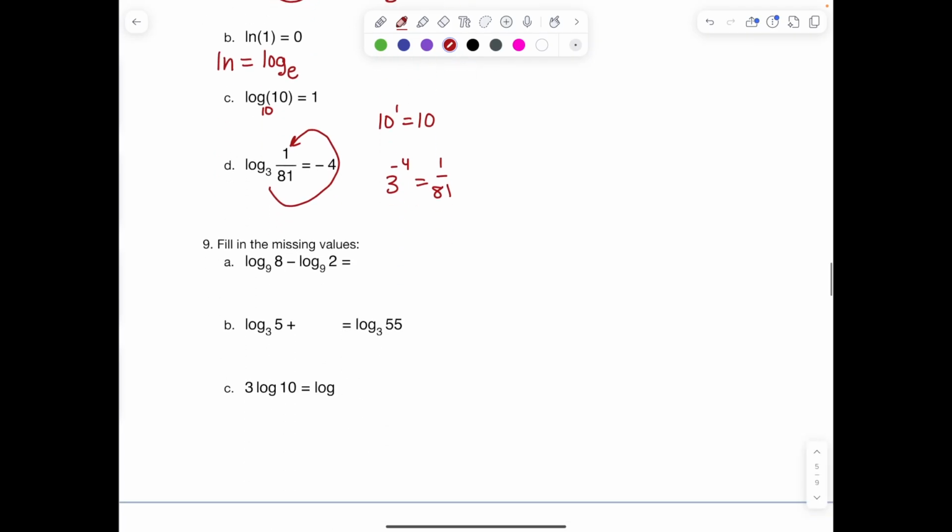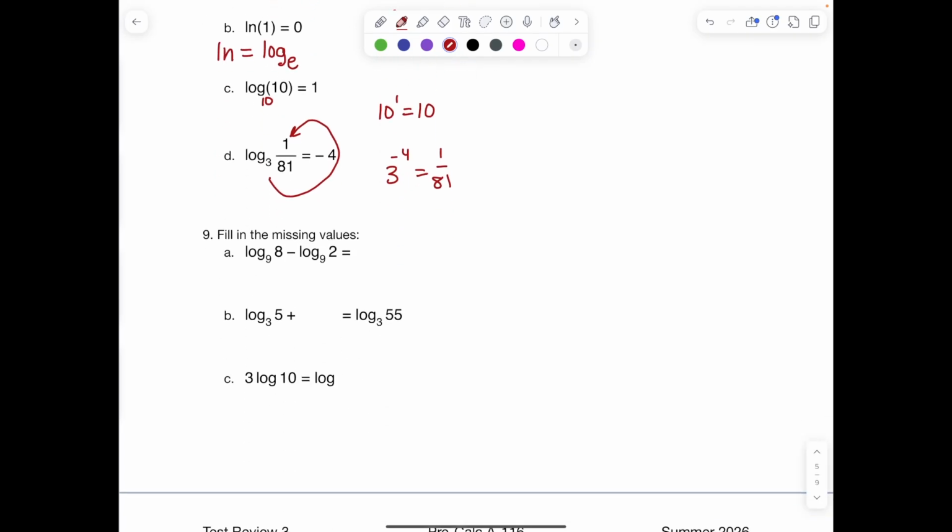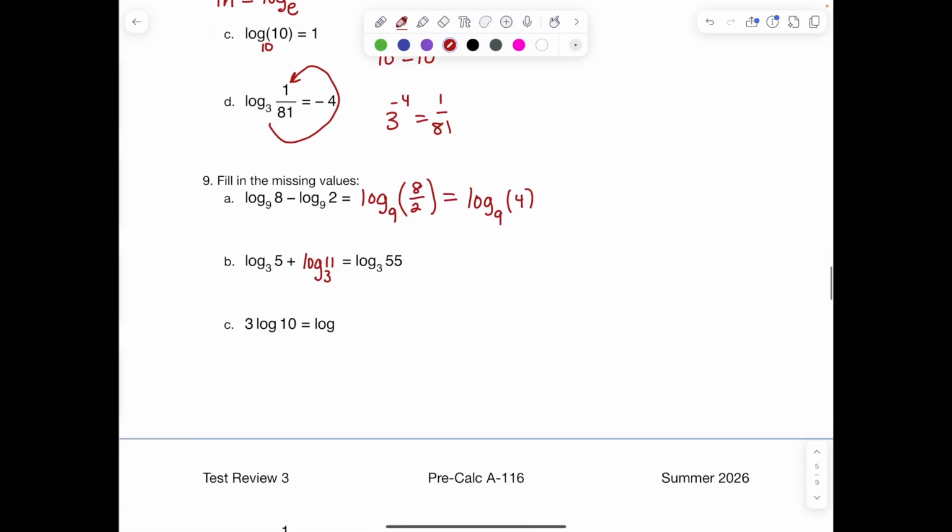Okay, now we need to solve and fill in for the missing values. So we are interested in simplifying these. So remember, if we have a subtraction, that's going to be log base 9 of 8 divided by 2, which gives me log base 9 of 4. Adding something to give me log base 3 of 55. So it's definitely going to be log base 3. To add, I need to get 55. I need to put 11 here because 11 times 5 is 55.